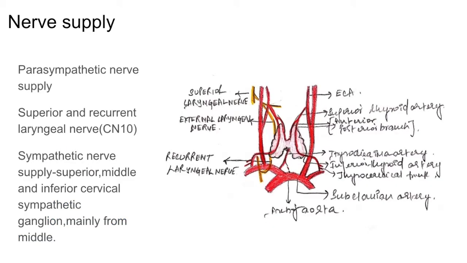Now let's go to the nerve supply. We've already seen in the arterial supply that the superior thyroid was related to the external laryngeal nerve and the inferior thyroid artery was related to the recurrent laryngeal nerve. So in the nerve supply it's quite easy to remember that the parasympathetic nerve supply is related to the superior laryngeal nerve and the recurrent laryngeal nerve, both branches of the vagus, and the sympathetic nerve supply is from the cervical sympathetic ganglia, mainly from the middle cervical sympathetic ganglion.